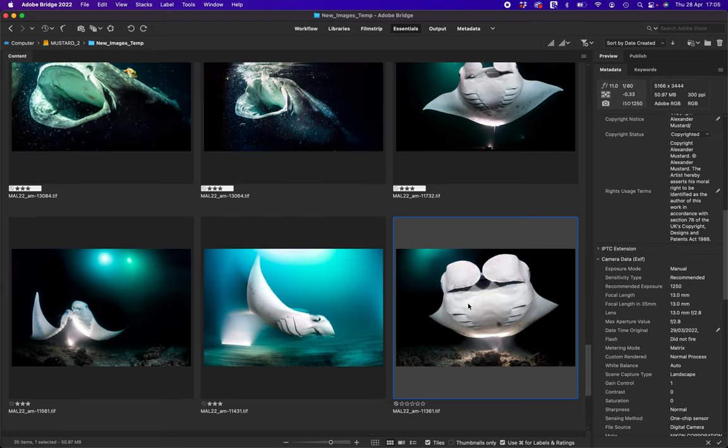Right, the rest of the pictures here are mostly from my recent Maldives shoot, which are additional to the ones that I'd processed in the first batch that we went through last time.